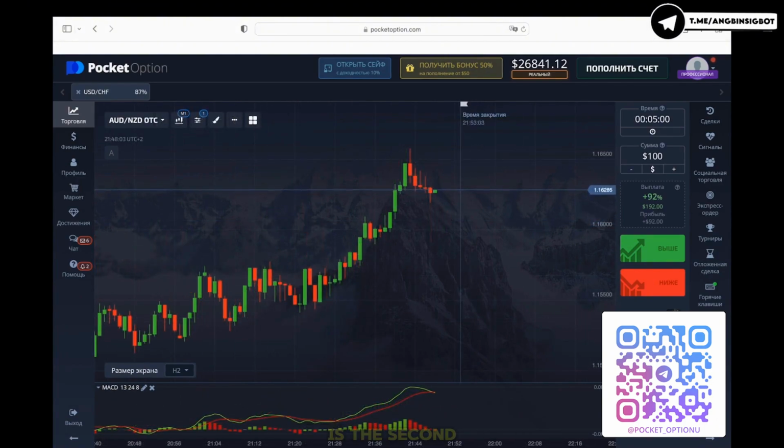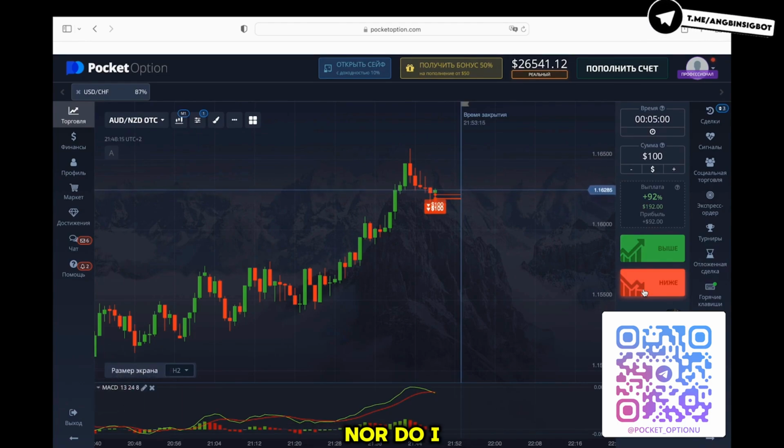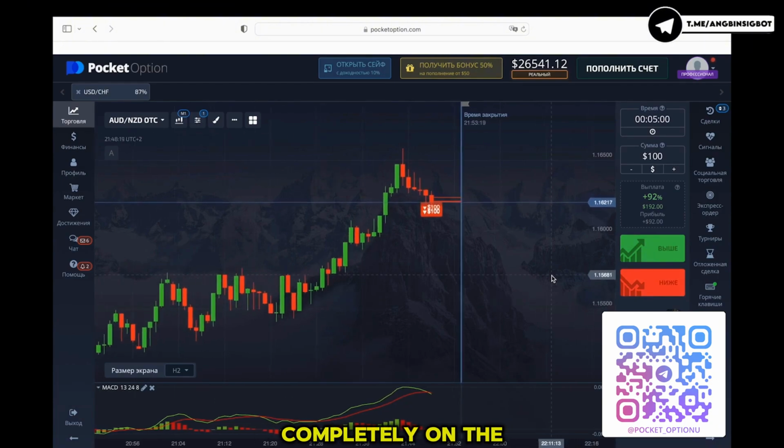So friends, this is the second trade. It seems like a very good moment. The indicator is starting to cross its so-called central line, and we are opening here for a downward position. Also, 3 trades. This is an OTC currency pair. I don't look at the chart at all, nor do I search for any patterns, figures, or levels. So, we rely completely on the indicator.